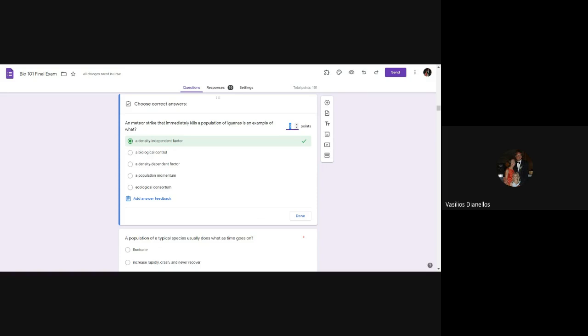Biological control, zero credit. But hey, at least you're choosing a term from the same section of the semester. Population momentum, again, same section of the semester. Ecological consortium, just something I made up. So really, if you chose that one, you're completely wrong.